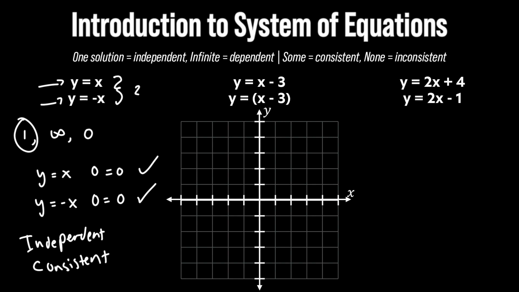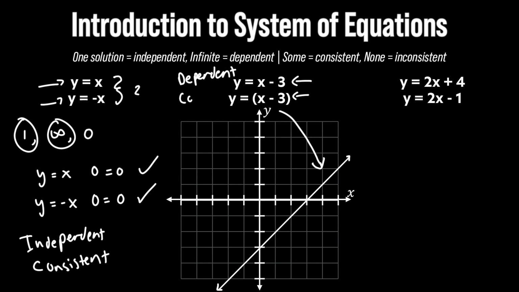Now let's graph the second problem. In the second problem, you see that these two equations look very similar, and when you graph them, they're actually overlapping on each other. Both of these equations are graphically the same. So in this case, it's not going to be one solution because every single point on the graph applies to both of the equations. So it's going to be an infinite number of solutions. So for this one, it's dependent, and thus it's also consistent.